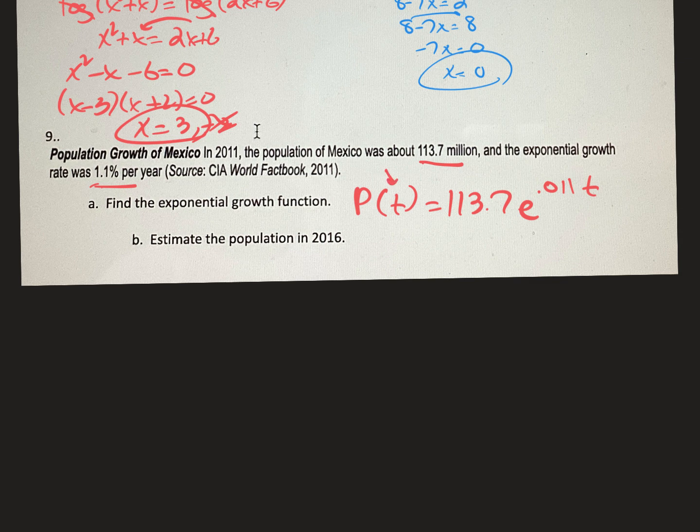So that's the function. So when it says 2016, 2016 is 5 years after 2011. So what I'm basically doing is P of 5. I'm going to put a 5 in for the time, for 5 years. So I'm going 0.011 times 5. I'm going to punch that in and see what I get. I'm getting 120.1 million. Okay, no big deal there.